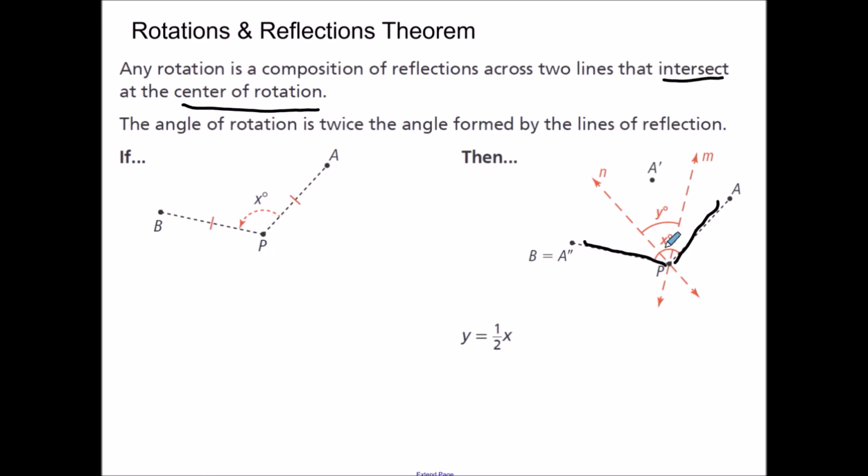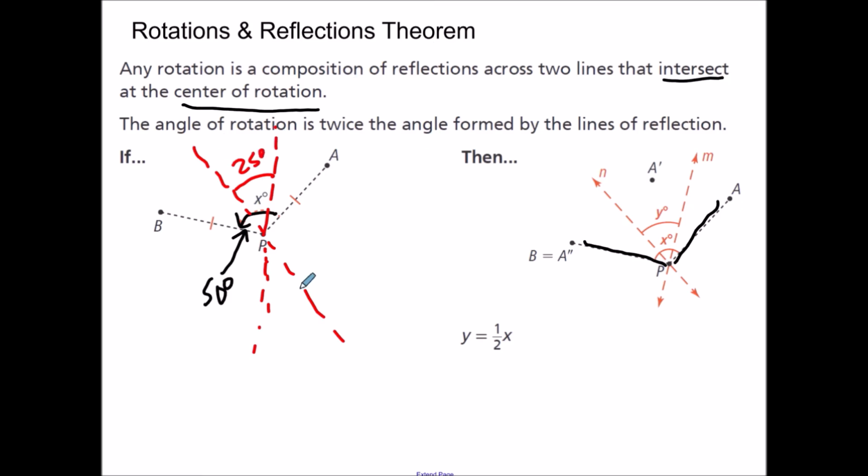So for example, if the angle here is 35 degrees, well, let's do something easier than that. Let's do 50 degrees. So if that angle were 50 degrees from B to A, and I were to draw any two lines of reflection, I have to draw them so that they're 25 degrees apart, and the lines have to cross at point P. And so I have to draw these so that they're 25 degrees apart.